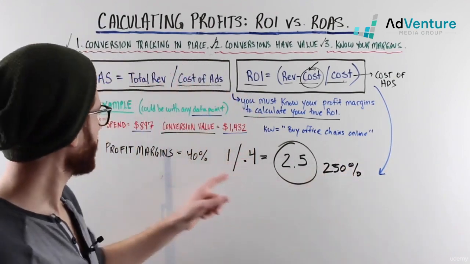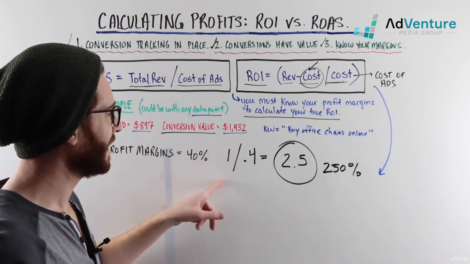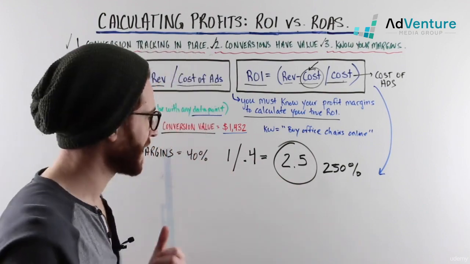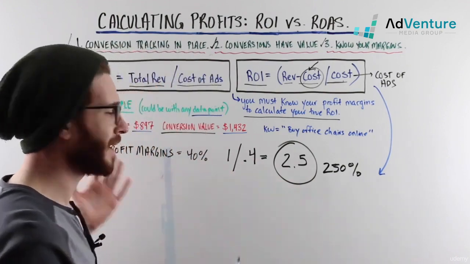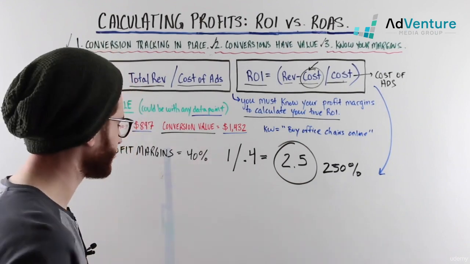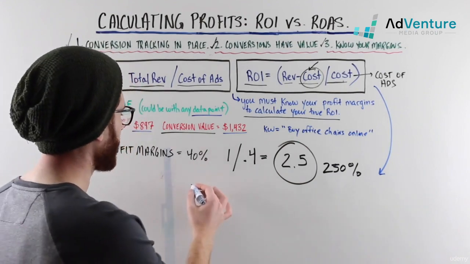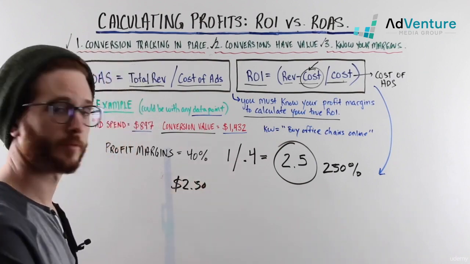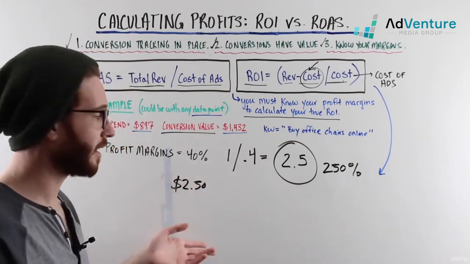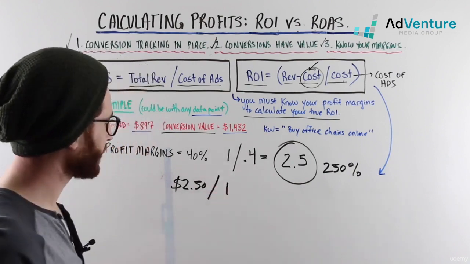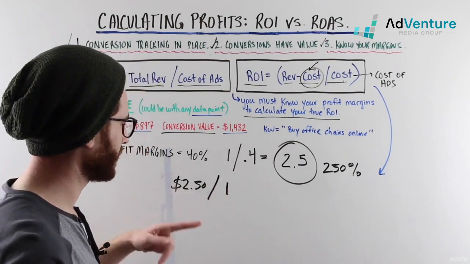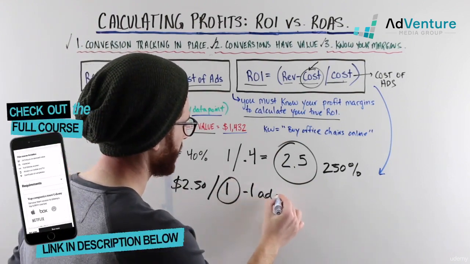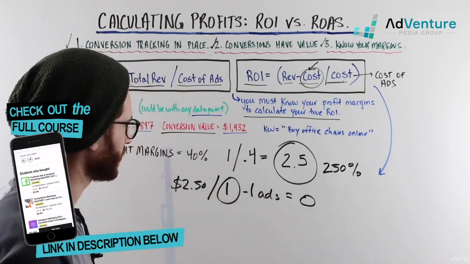What you're saying is, in order for me to be profitable, I need to make back $2.50 for every dollar spent on advertising. Why? I'm going to help you understand what this number is. For every $2.50 of sales, you only make $1 because that's your profit margin. You're only making 40% of that. So that's $1. And then you subtract $1 for the ads, and then you're left with 0. So that's your break-even point.